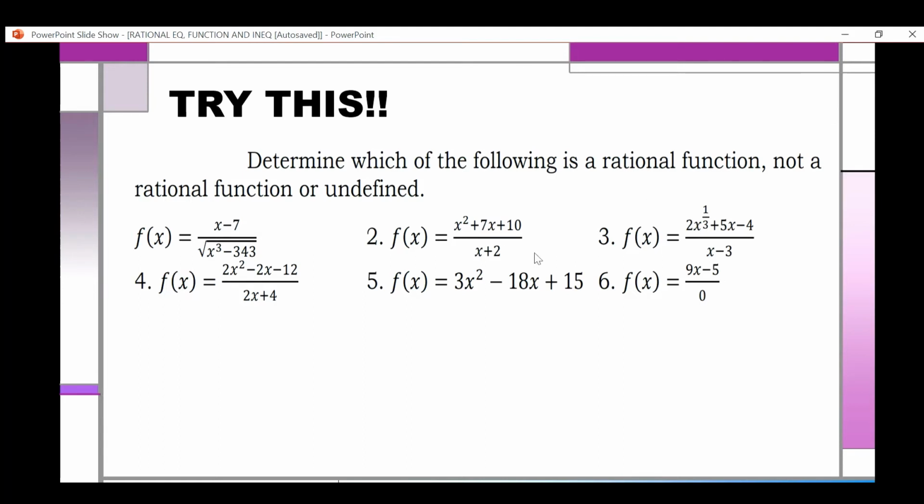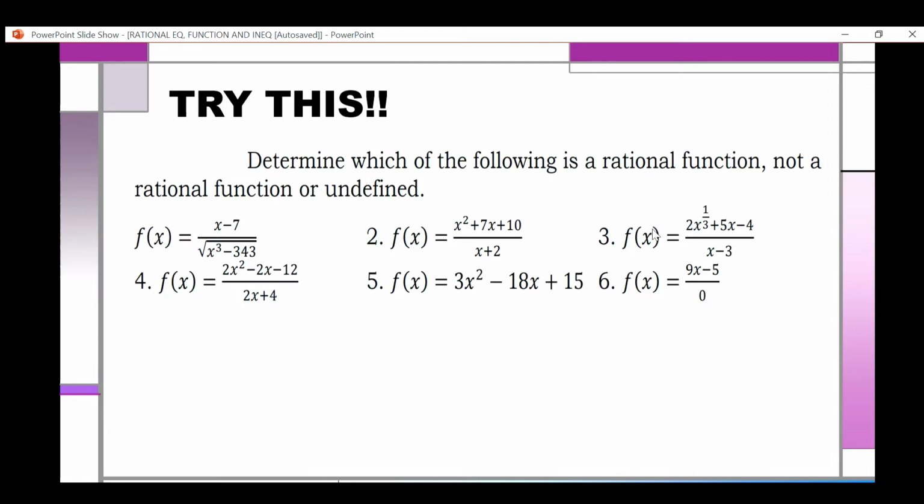Okay, for number 2, we have f of x equals x squared plus 7x plus 10 over x plus 2. Is it a rational function or not? Okay, so the answer is it is a rational function because the numerator is a quadratic function and the denominator is a linear function. So both numerator and denominator are polynomial functions.